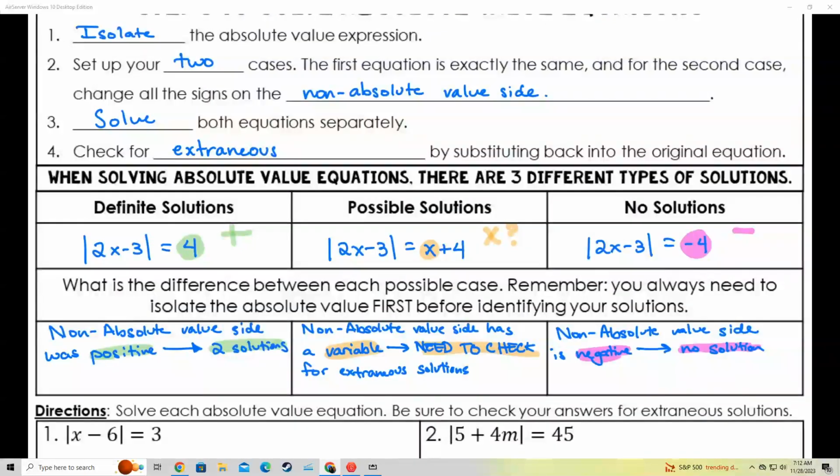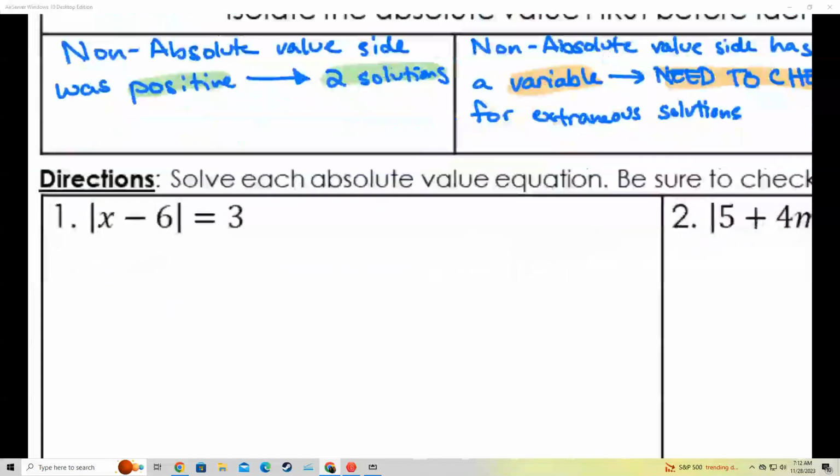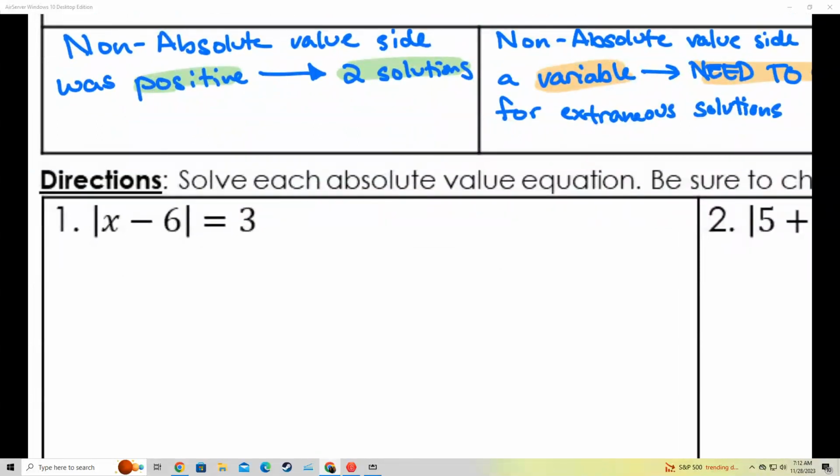All right. Today we're only going to be working with the first one and the last one. We're not going to be doing the middle one. All right. So let's show you what this looks like. We're going to solve the absolute value of x minus 6 is equal to 3. The first thing I notice is that the absolute value is completely by itself.